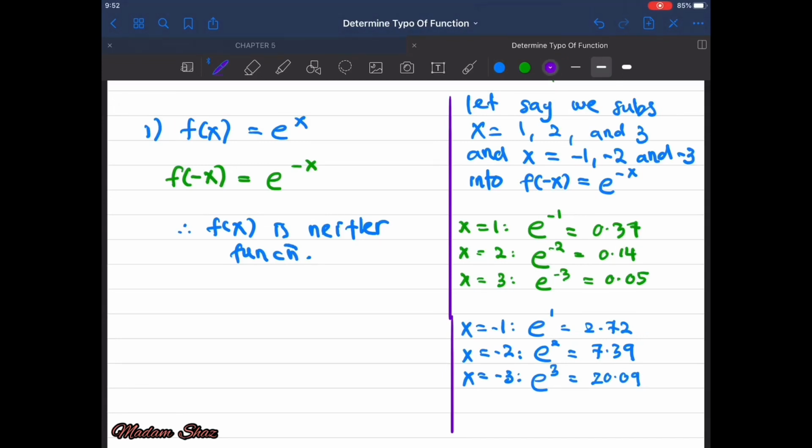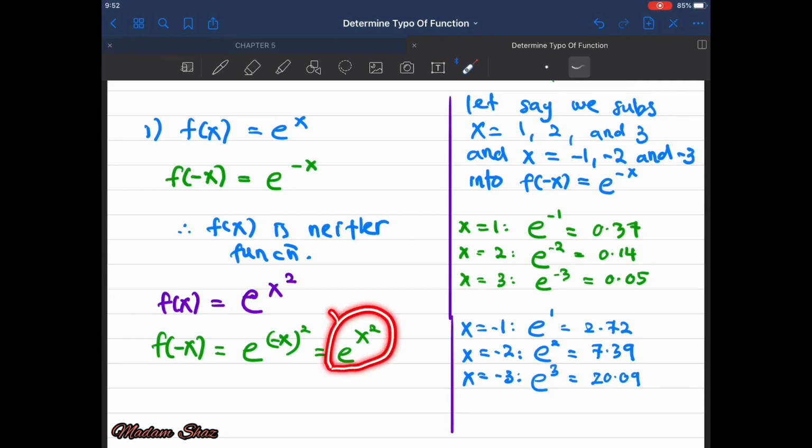But let's say you have f(x) is equal to e to the power of x squared. Okay, so the difference is this one is e to the power of x, this one is e to the power of x squared. When we substitute negative x, e to the power of negative x squared will become e to the power of x squared. So when we compare with the original f(x), you will have the same thing as the original f(x). So this means that this one is an even function.